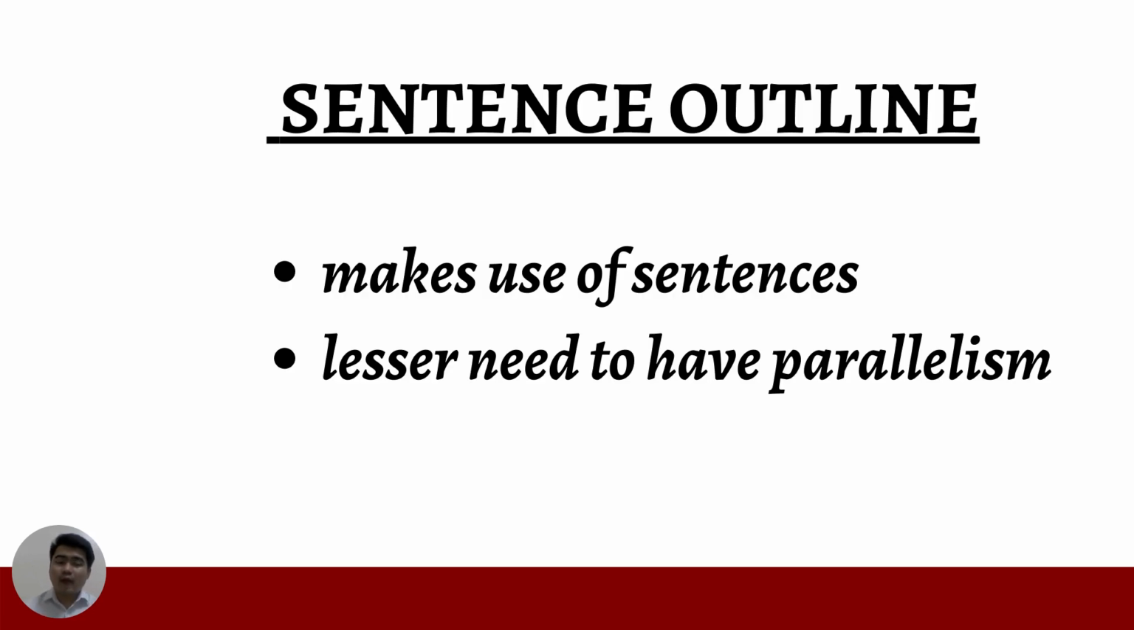So the second type of outline is what we call the sentence outline. Now, the sentence outline, unlike the topic outline, which utilizes phrases, makes use of sentences. That means all headings and subheadings must be in sentence form. There is a lesser need to have parallelism between headings and subheadings, but the same concept of divisions per heading should still be followed. It cannot be divided into one part only.